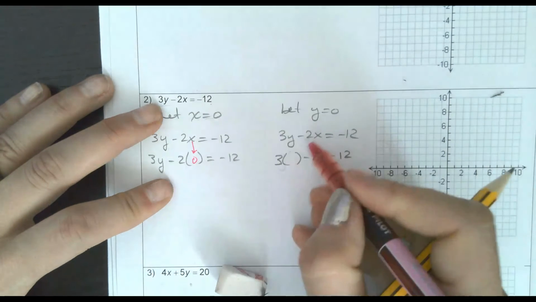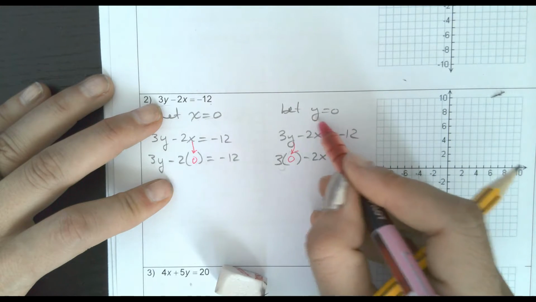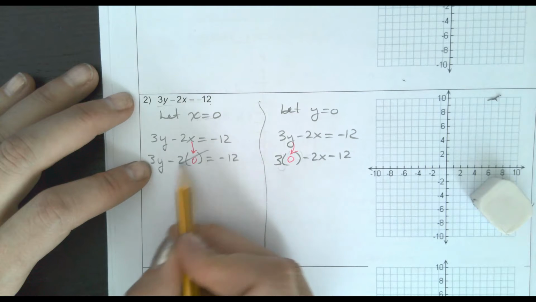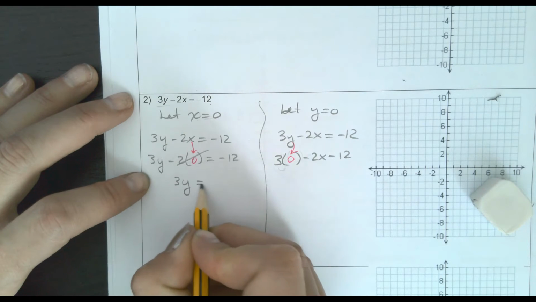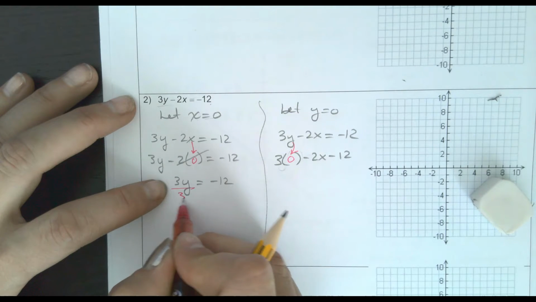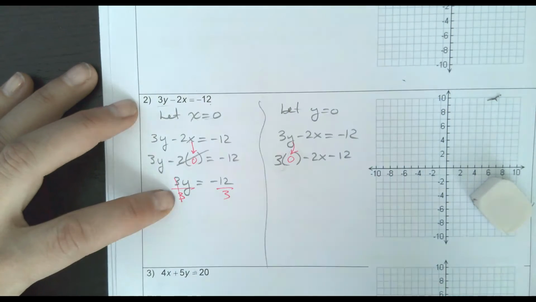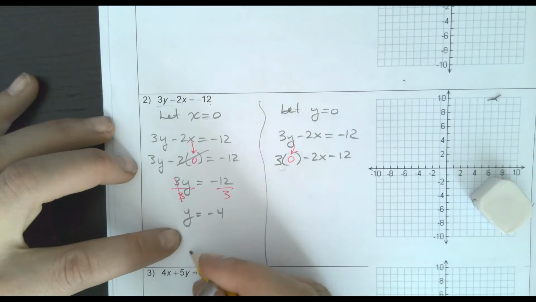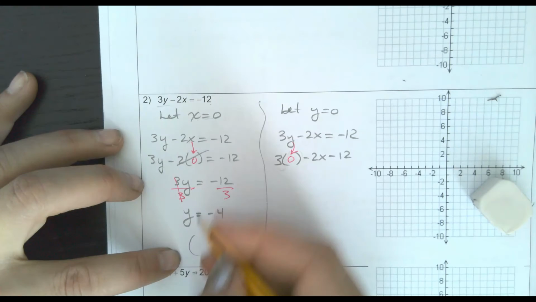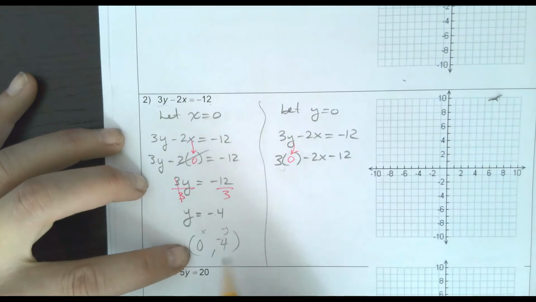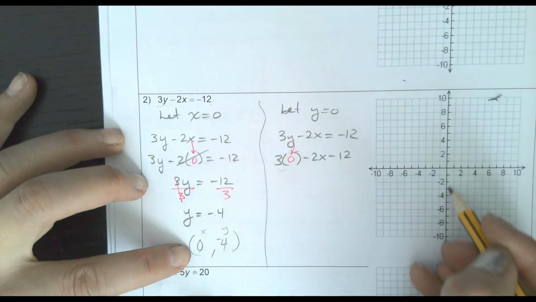So the y was here. Now I put a 0 where the y is. Now I solve for y. So that's 0. I have to get rid of the 3, so I'm going to do same over same. That's 1y, but you don't have to write the 1. So y equals negative 4. So if x is 0, y is negative 4. So let's graph that. 0, negative 4.